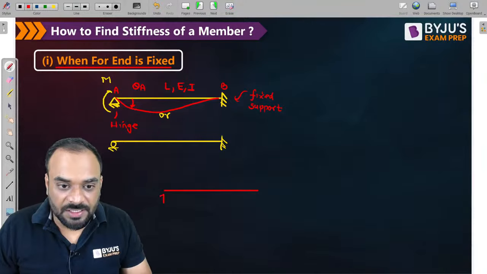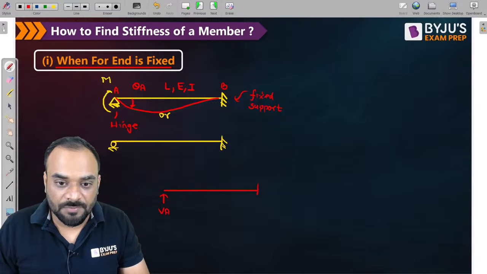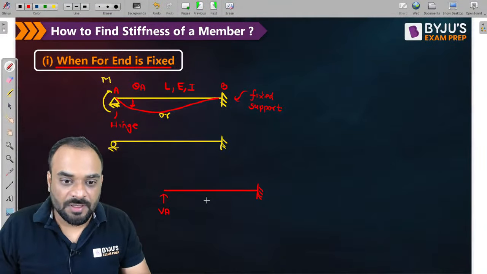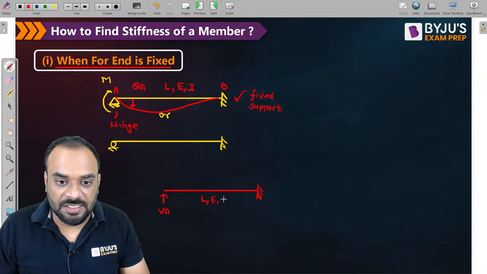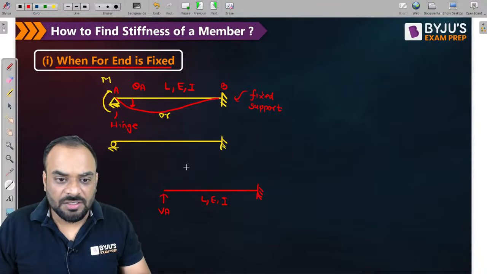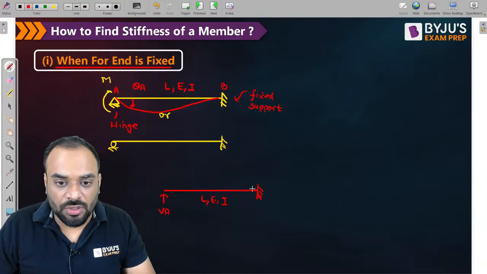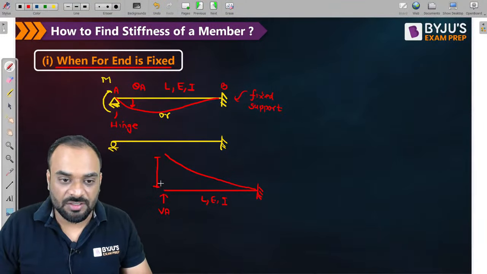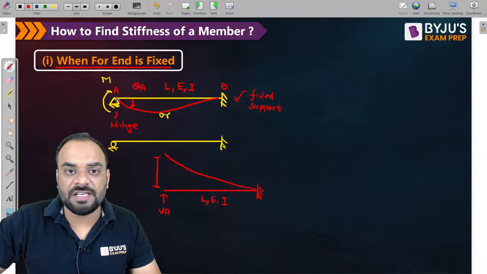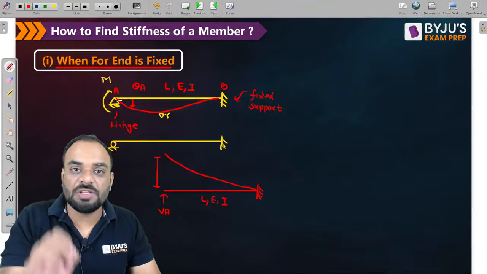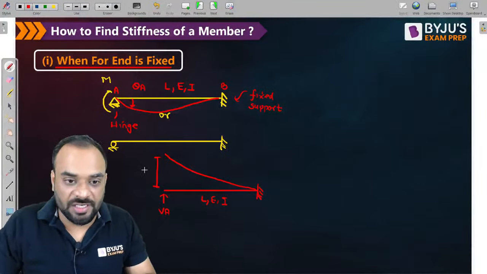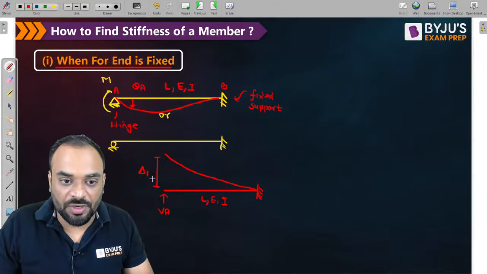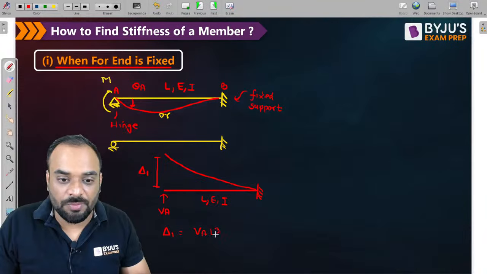Let us consider there is a reaction, which is VA, applied at support A. This end is fixed. Let us consider the length is L, this is E and this is I, right? So what we will do, guys, is try to find out how much displacement can be there due to the VA reaction. If only the VA reaction is present at this particular support, then what should be the value of displacement in the vertical direction? That is our delta 1 value. So how much is it? Delta 1 is equal to VA L cube by 3EI.